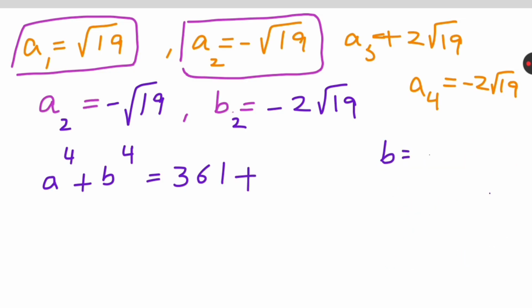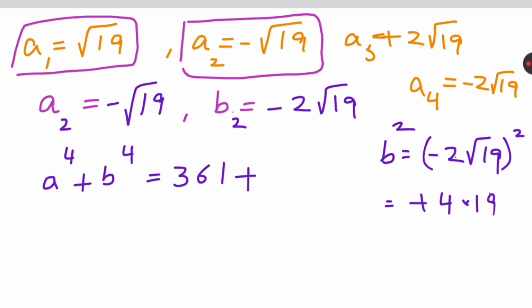The b value is minus 2 root 19. If you do square on both sides, then this minus turns into plus, and this 2 turns into 4, and then this is 19. 4 times 19, which is 76. So b power 2, the value is 76.